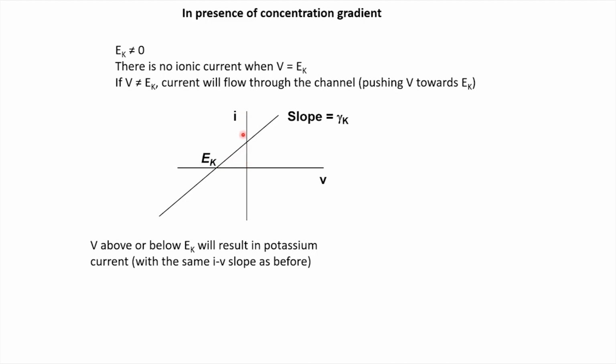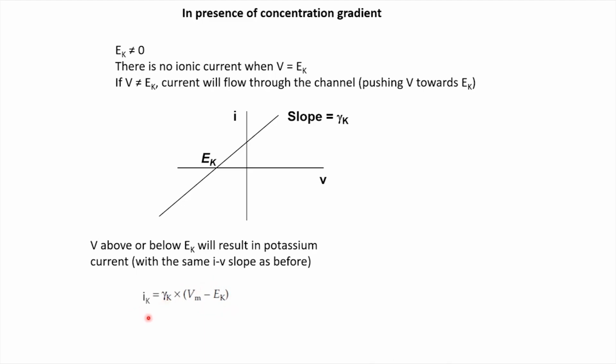And now we can describe the relationship between I and V with a slightly modified equation. So instead of writing current is equal to V over R, or V times conductance, now we can write current is equal to conductance times V minus EK. So the current is proportional not directly to V, but how different V is from EK. So it's proportional to the difference between the voltage and the equilibrium potential for potassium ions.